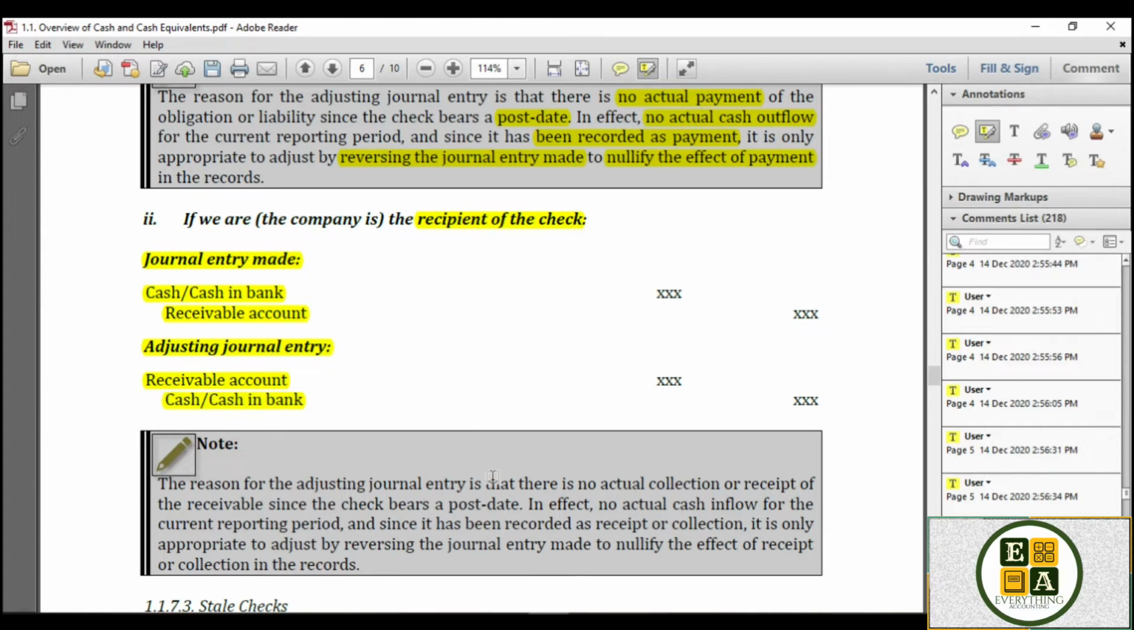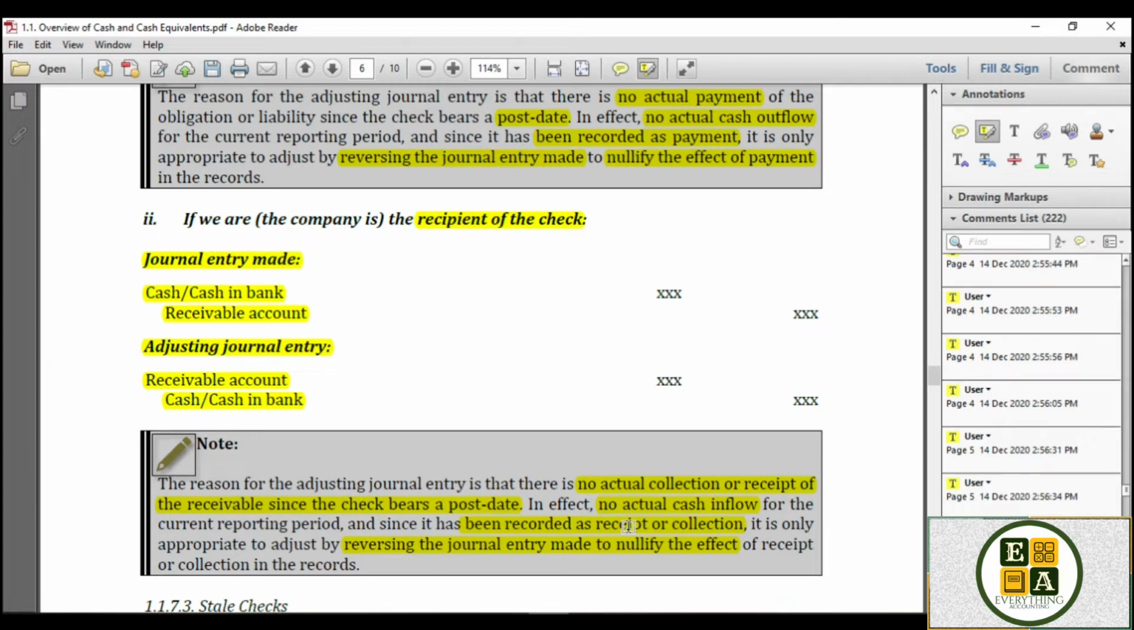Okay? Again, yung perspective kapag tayo yung recipient, no actual collection or receipt of the receivable. Kasi nga, post-date. No actual cash inflow this time. But since na-record natin siya as collection, may na-receive daw kuno tayo na cash. But since wala talaga, we have to reverse the journal entry made to nullify the effect of receipt or collection in the records.